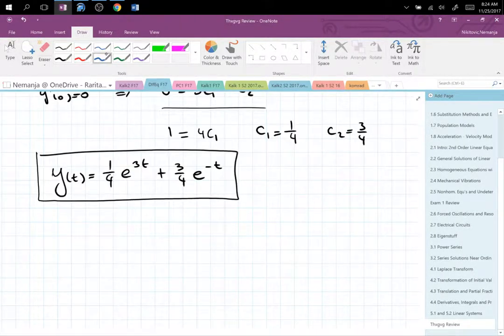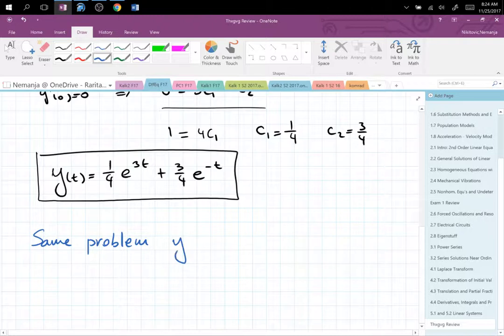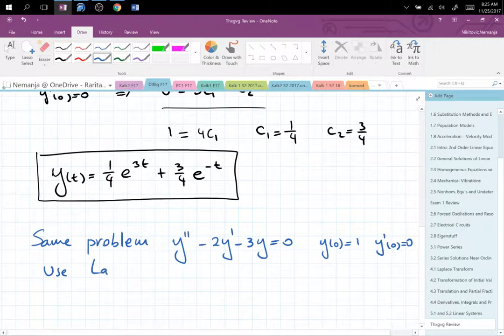So in blue, we have the same problem, which states y double prime minus 2y prime minus 3y equal to 0, y of 0 equals 1, y prime of 0 equals 0. Use Laplace, obviously, because there are initial conditions.